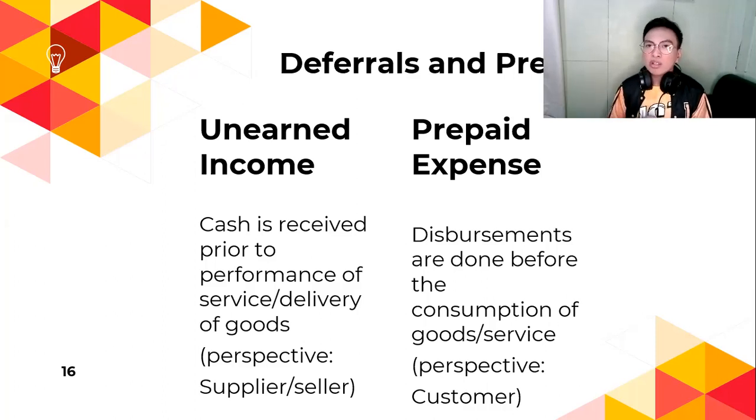Anong one in nature? Nauna yung cash payment or yung pagbabayad. It's just that the perspective is different. Okay? Unearned income and prepaid expenses, yung dalawang account title na ginagamit natin. Sometimes we call unearned income as unearned revenue. Yan. Prepaid expense, we can call it specific expense na. Okay? Prepaid rent, prepaid insurance. Okay? But let's talk about the nature of these two.